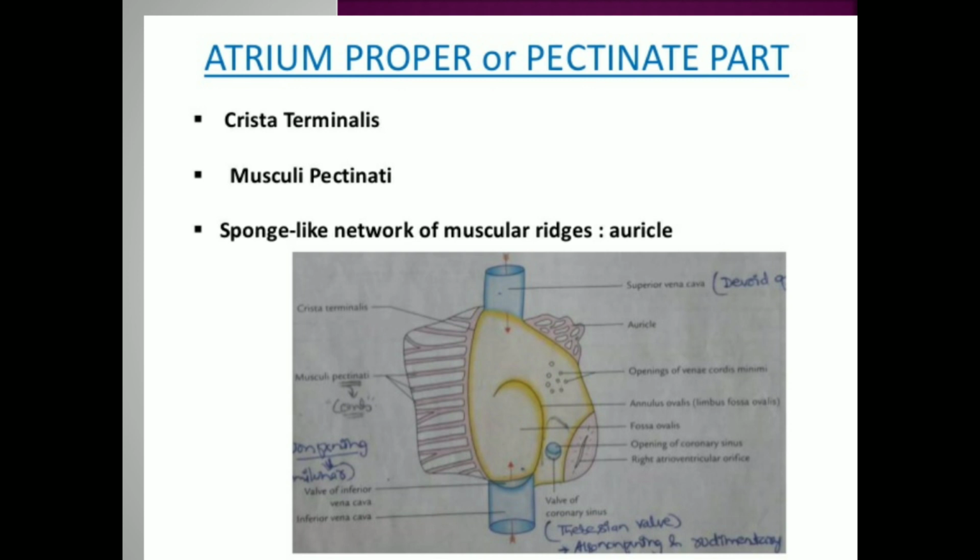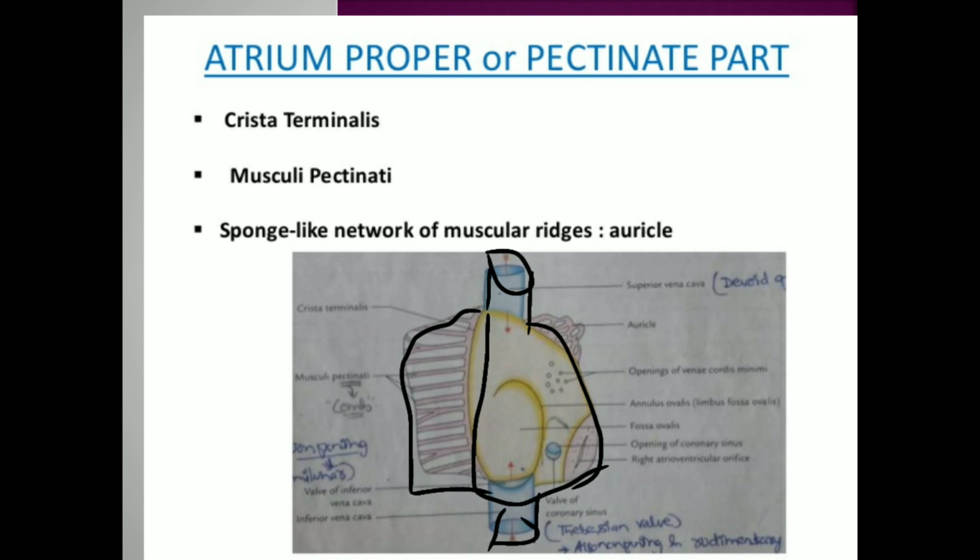Look, in this diagram you can clearly see, this is the heart they have drawn. This is the opening of the superior vena cava above, the opening of the inferior vena cava below, and this is a rough part. You can see here the comb. This is the part called the crista terminalis, and these parts you are looking at are called musculi pectinati. You can clearly see.